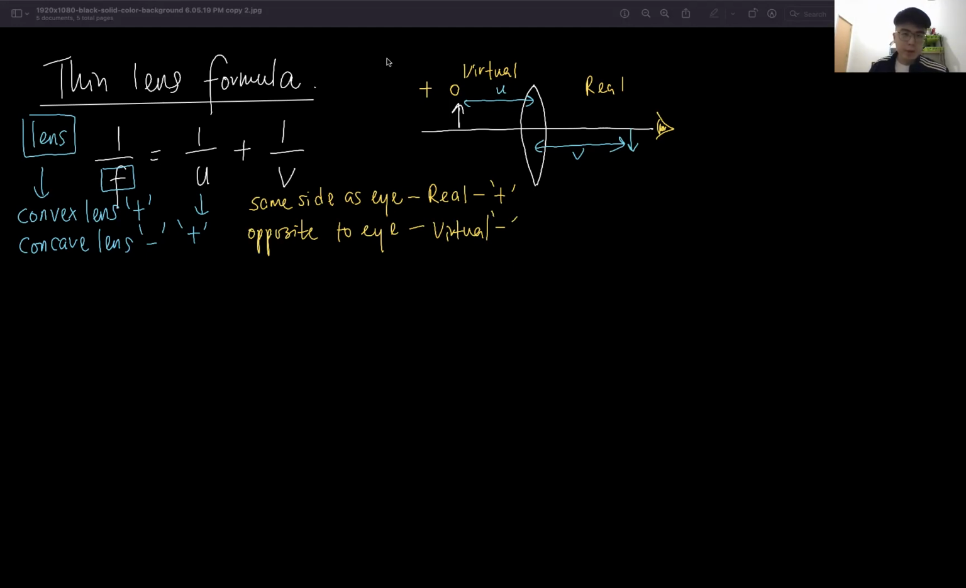Okay, now how about for a concave? Oh, we just talked about concave, right? So concave, it's the same. Regardless of convex or concave, the U and V follow the same rules. U is positive for a real object. Real object means always opposite to the eye. It's positive. So the V depends. Is it the same side or the opposite side? Plus and minus.